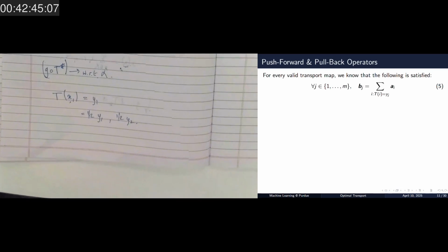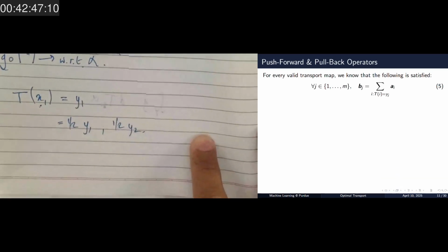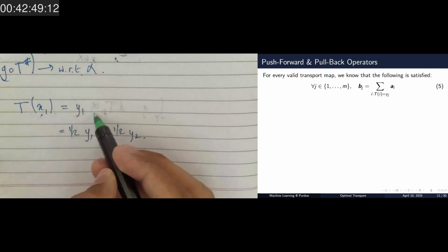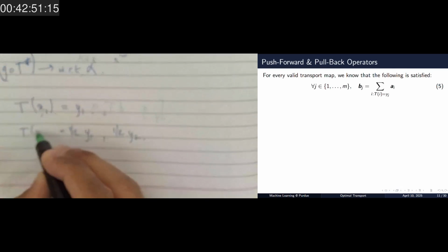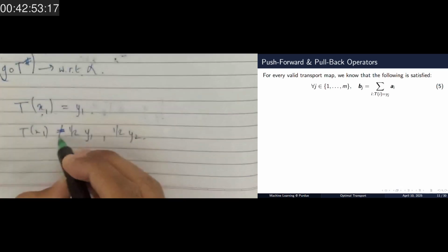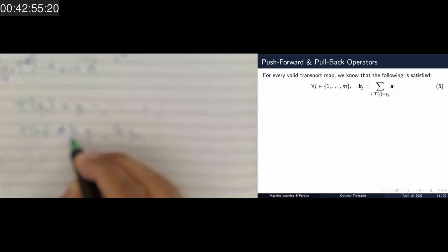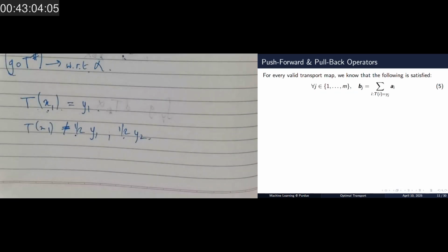It's kind of like this, where you give T x1, it will tell you y1, right? If you give it x1, this is not what it will give you. It won't give you half goes to y1, half goes to y2, right? It just tells you where to go. It gives you one point at the end and not the mass.